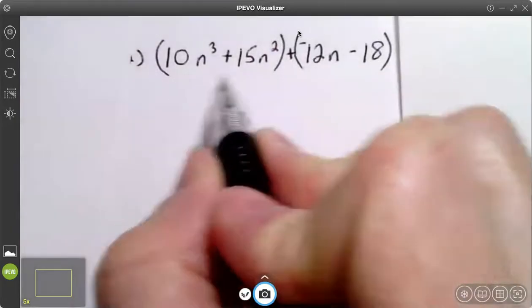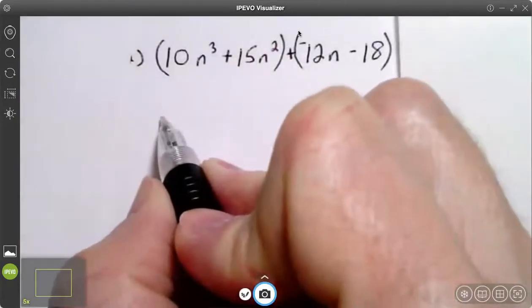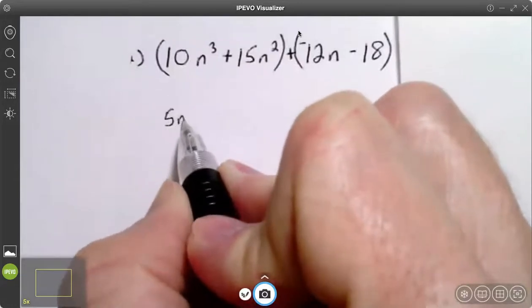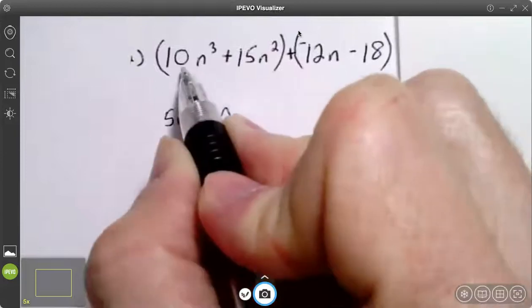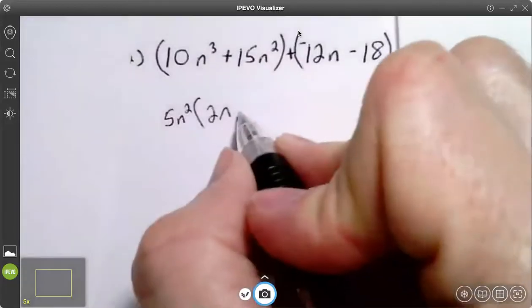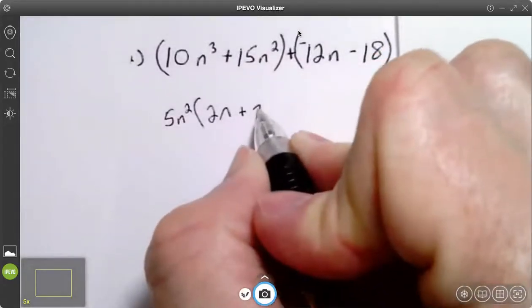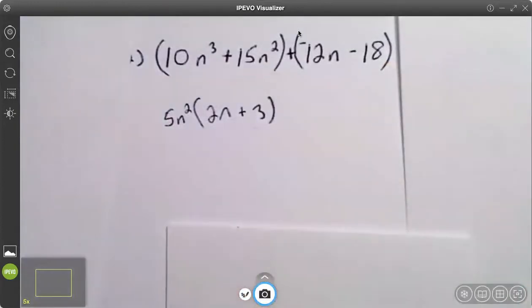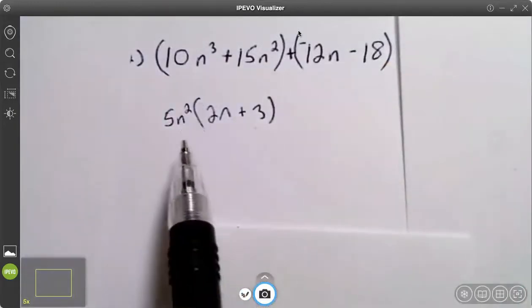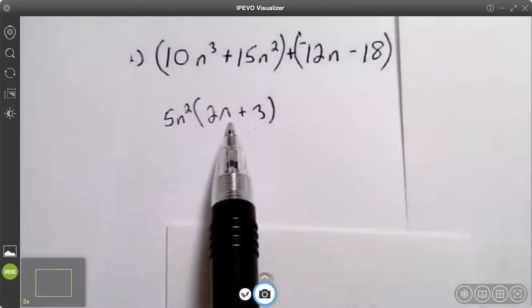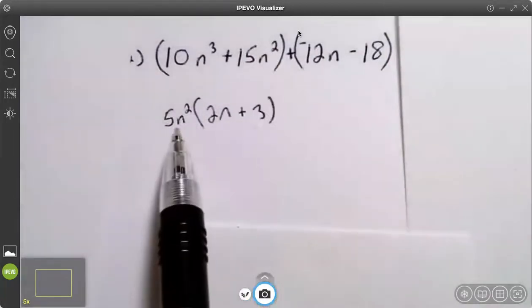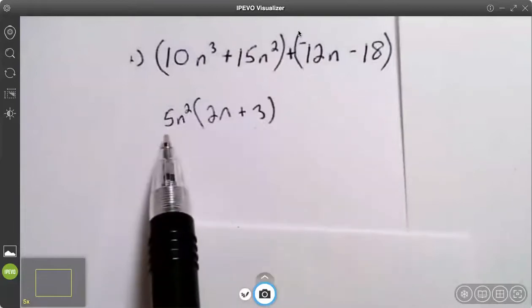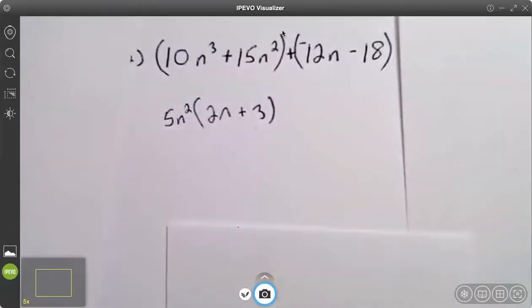The greatest common factor on the first binomial is 5n squared. That leaves me with 2n on the first term, and that leaves me with 3 on the second term. I factored 2 of these n's out, left with 1. 5 times 2 is 10. Factored all 2 of those n's out, so no n's are left. 5 times 3 is 15.